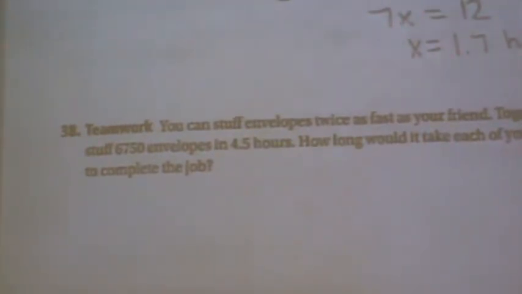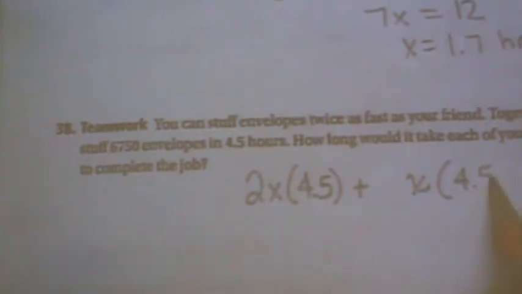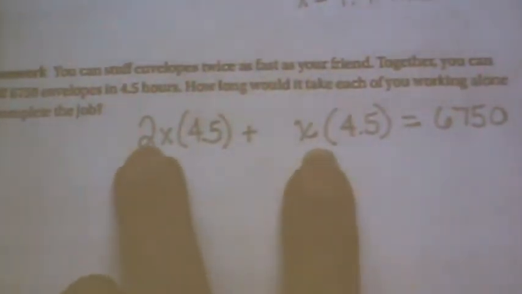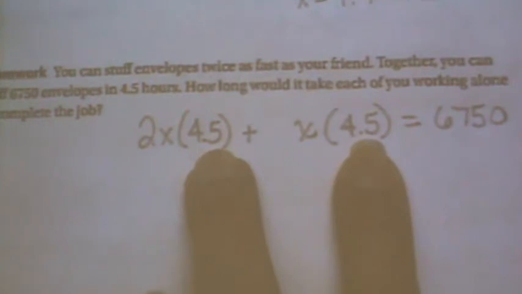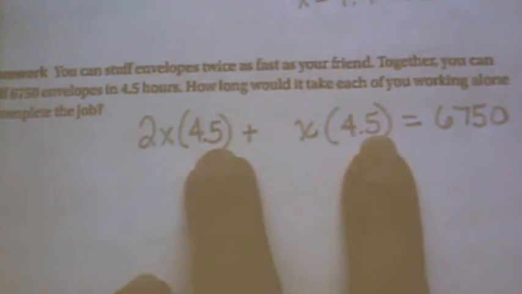Okay, last one, 38. You can stuff envelopes twice as fast as your friend. So one person, 2x times 4.5 hours plus 1x times 4.5 hours, and our total job is 6,750 envelopes. So one is twice as fast as the other one, and they both were doing this for 4.5 hours. So together you're doing this for 4.5 hours.